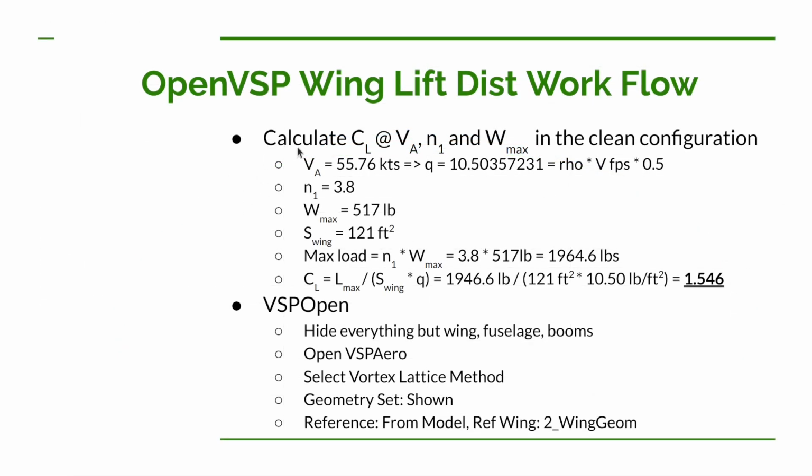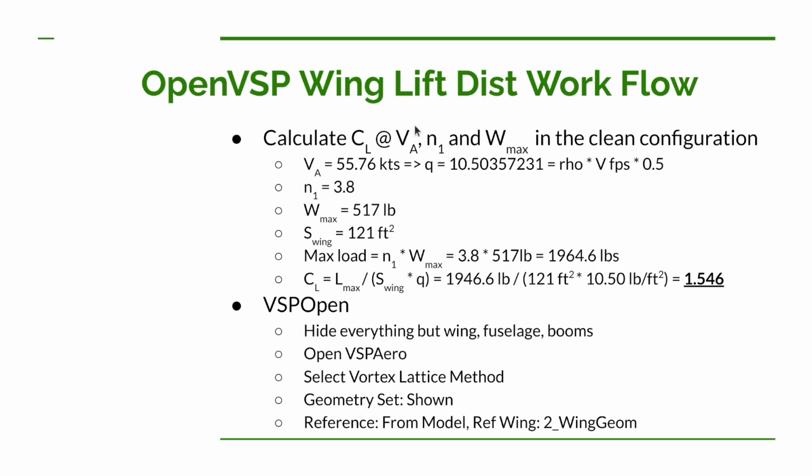Although we've done it on other videos, let's go ahead and calculate the coefficient of lift of the wing that we're going to need at our V sub A speed. And that'll give us a target to try to get OpenVSP to have a wing coefficient of lift that matches what we are going to need. So again, we're going to use our wonderful lift equation. So here's our lift equation down here. Our maximum lift divided by surface area of our wing multiplied by the dynamic pressure.